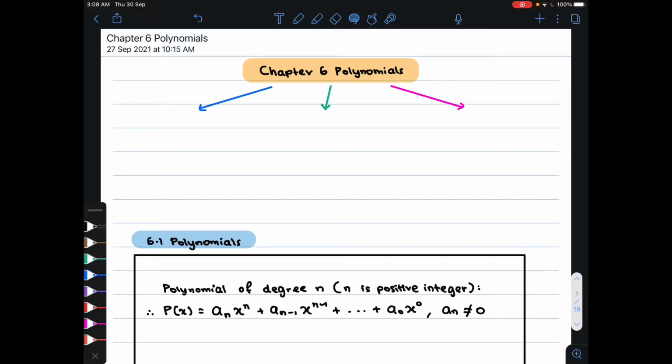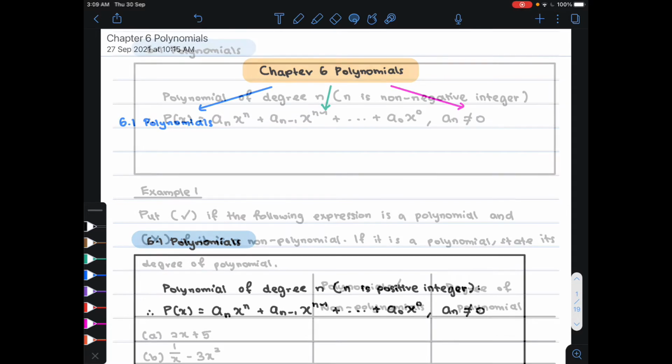Welcome to Chapter 6 Polynomials. In this chapter, we're going to have 3 subtopics. The first subtopic is called 6.1 Polynomials.